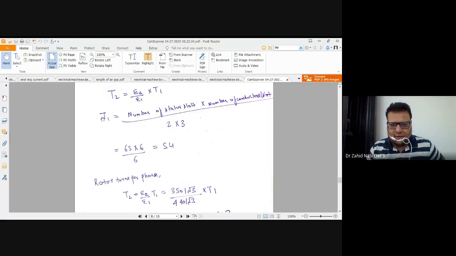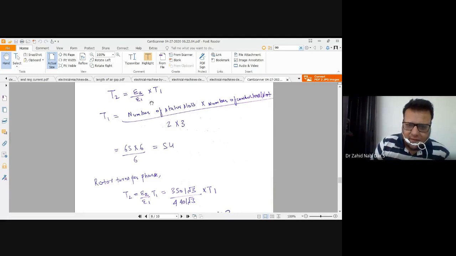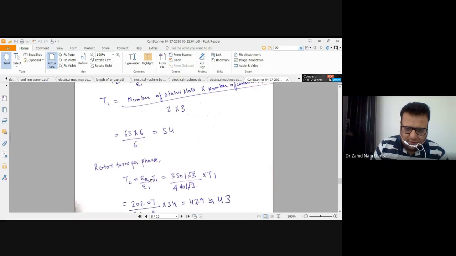So you get the value of T1. T1 is the number of stator slots, 65, into the number of conductors per slot, 5, and you get 54. Now you want to calculate the value of TR, the rotor turns per phase. Again, this is E2 by E1 into T1. E2 is the open circuit voltage that is given, 350 by root 3. E1 is the stator voltage.